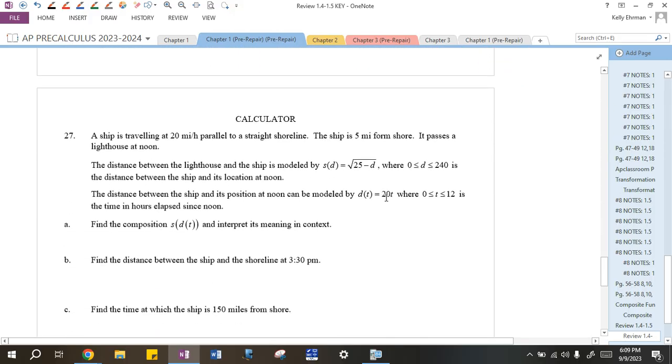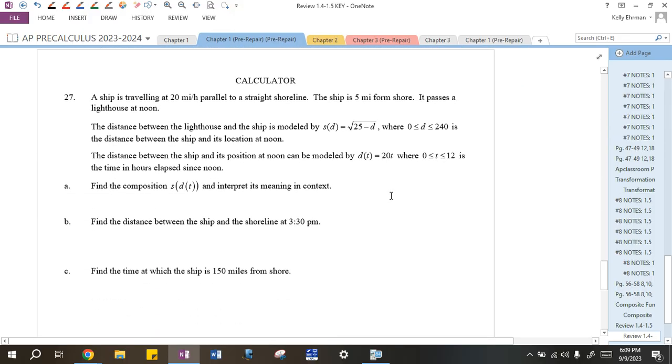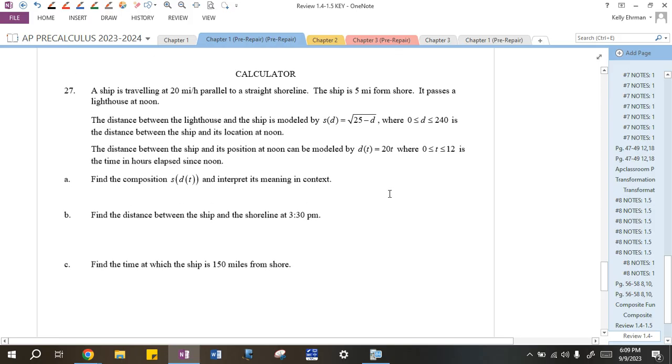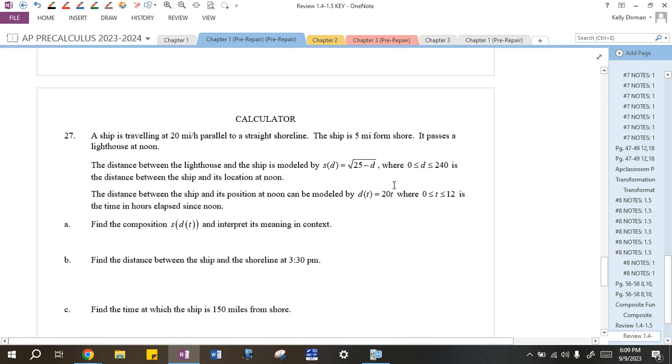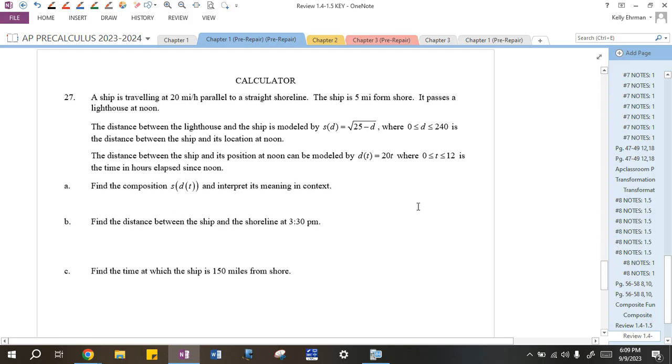Okay, what about the calculator part? There's not much to do on the calculator part. Our quiz will have just one calculator part question, and we're probably going to do this first this time. So a ship is traveling at 20 miles per hour parallel to a straight shoreline. The ship is 5 miles from shore.